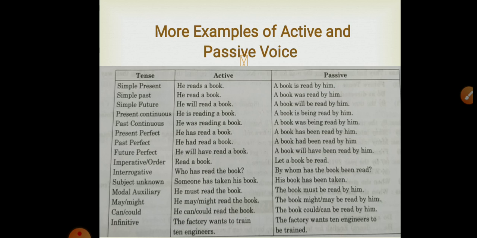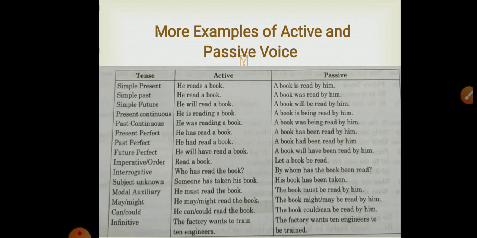Auxiliary verbs like are, am, was, this kind of auxiliary verb we have to write, means to be type of verbs here. Fine. Next sentence, he will read a book. In a simple future, a book will be read by him. So after will, we are writing be. So a book will be read by him.